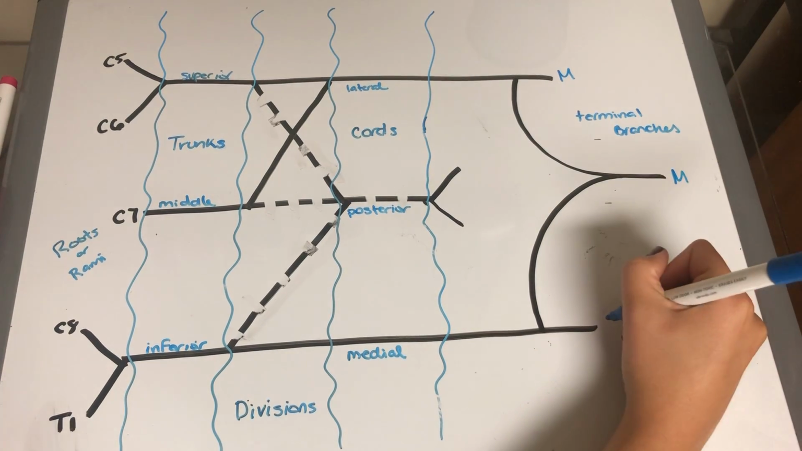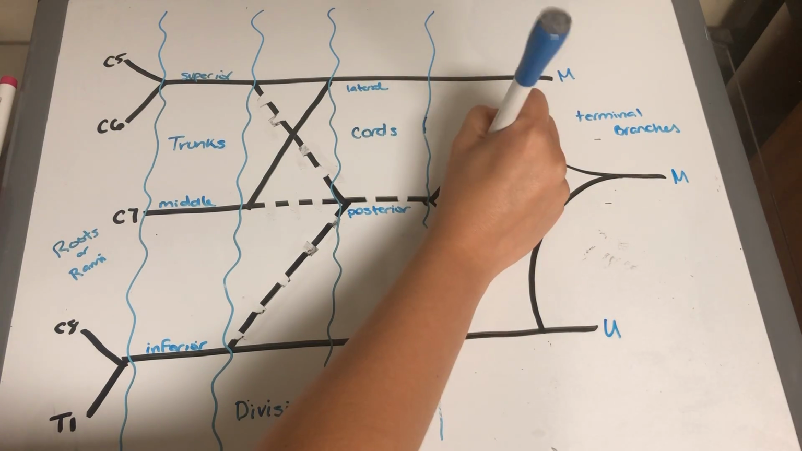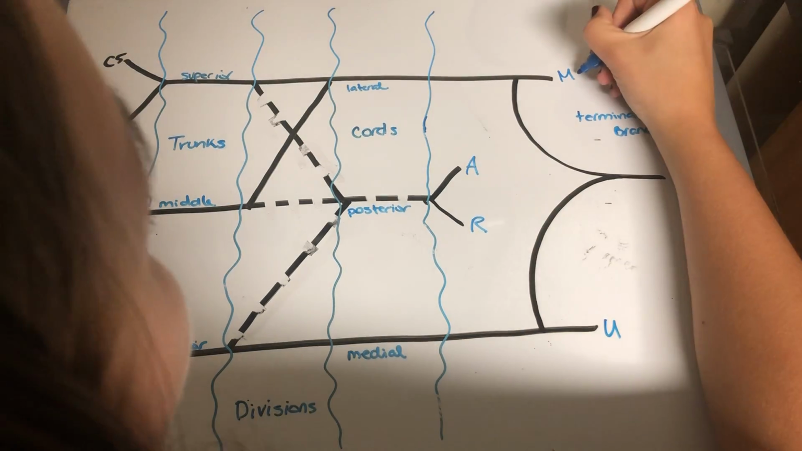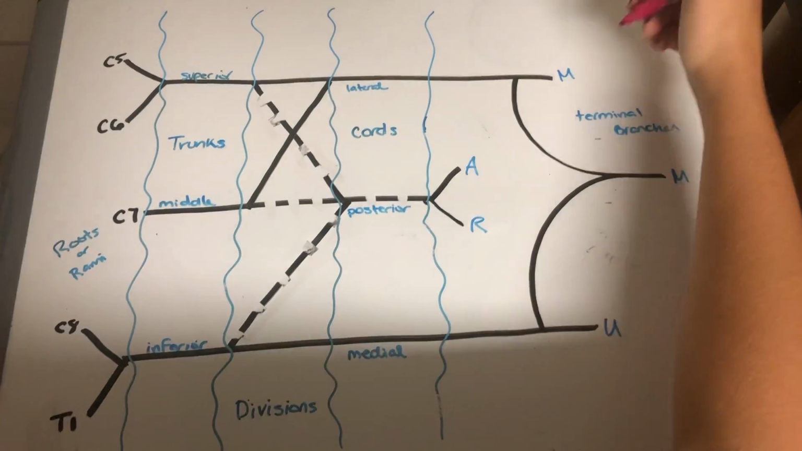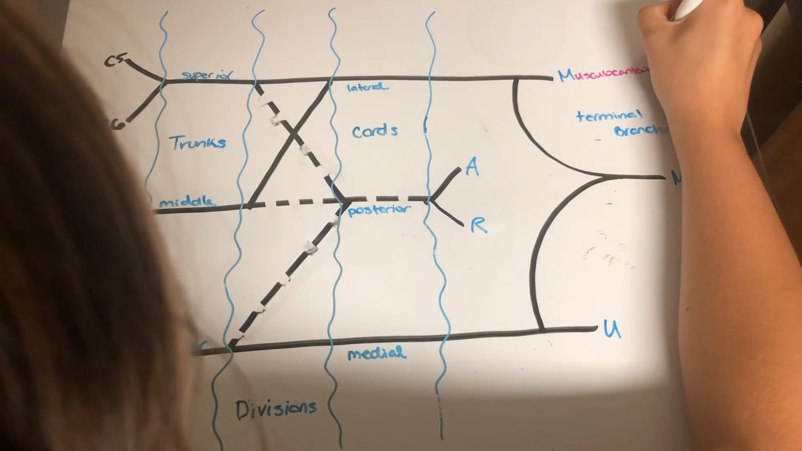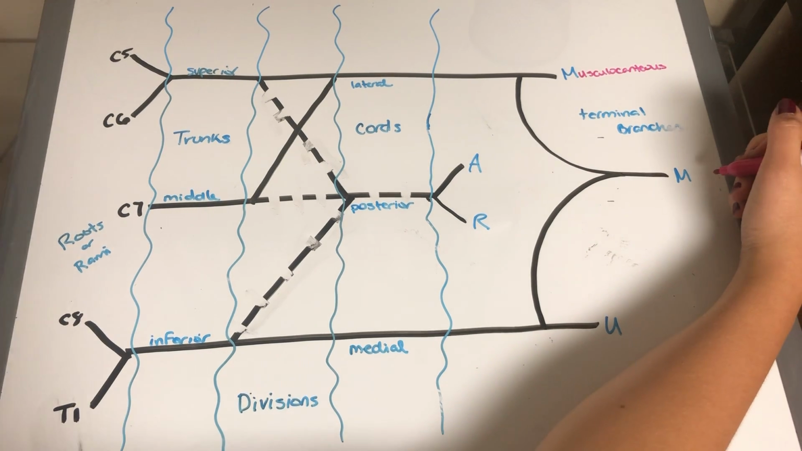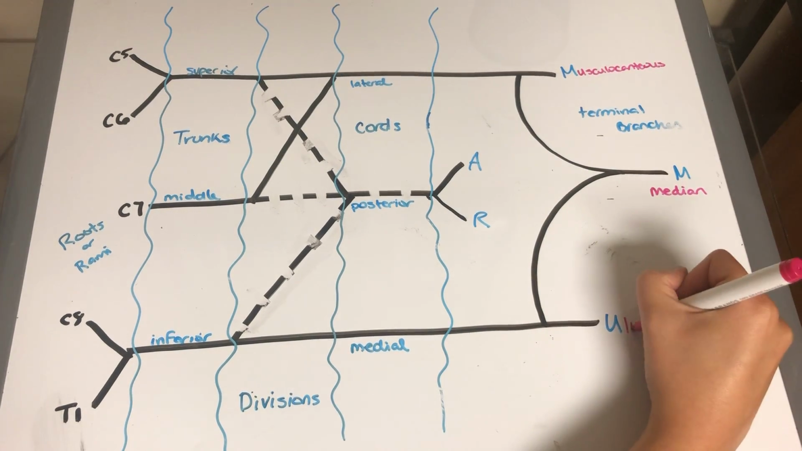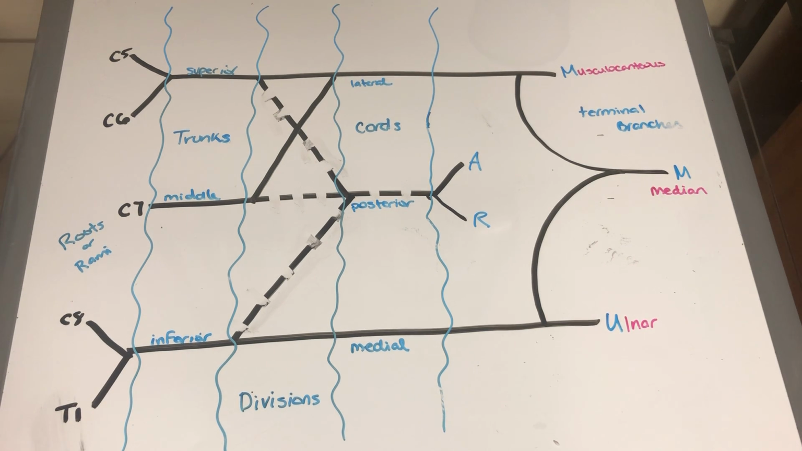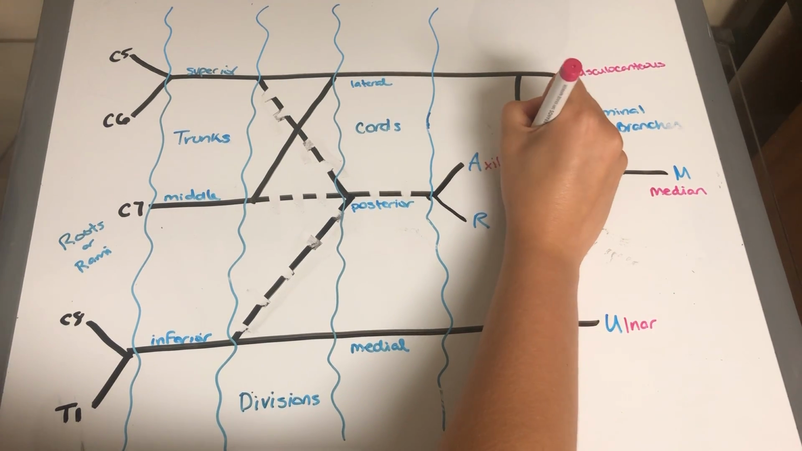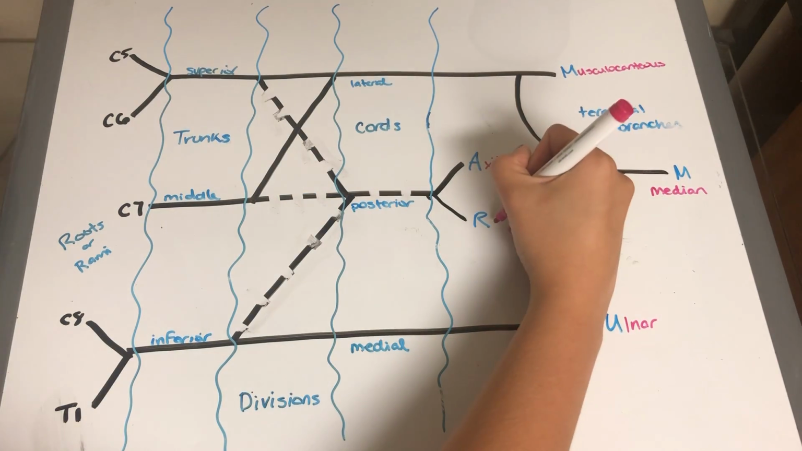So we have MMUAR. What these stand for is, this is the musculocutaneous nerve up here. I'm going to write that in a different color just so it stands out. Musculocutaneous. And then we have the median nerve, and I'm going to write that down here so it doesn't get cut off. And then we have the ulnar. And then we have the axillary. And last but not least, the radial.